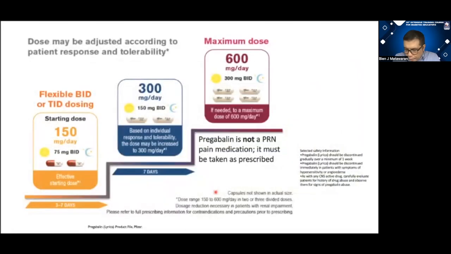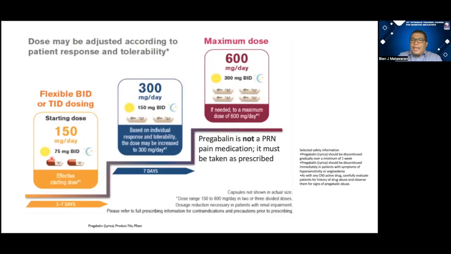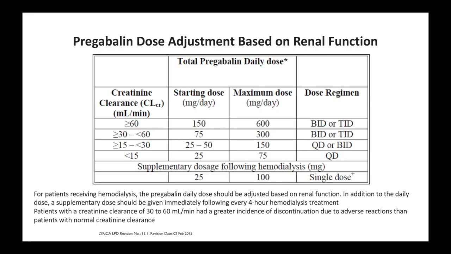Just to inform everyone that most of the time, the use of pregabalin and the anticonvulsants has been misused, only because they were usually given at suboptimal doses. Remember that you can start these patients at 75 milligrams once a day or even twice a day, and you have to up-titrate the dose to around 300 or even 600 milligrams daily. Remember that pregabalin is not a PRN pain medication. You also have to adjust the dose of pregabalin depending on the eGFR of the patient.